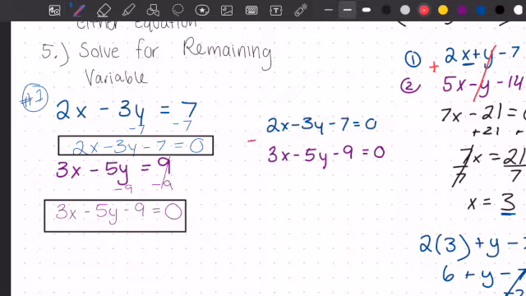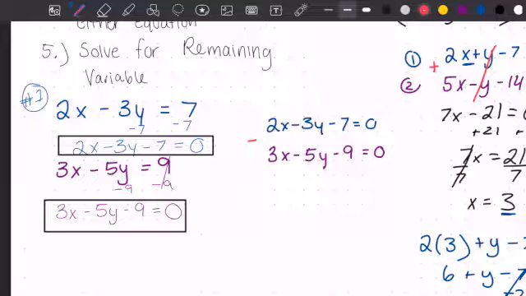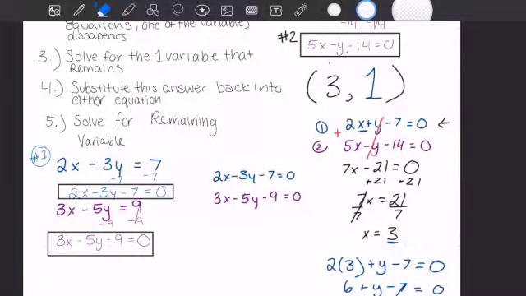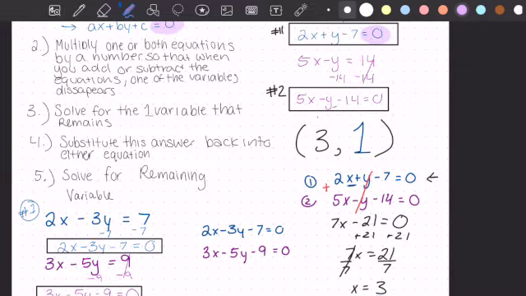Let's try subtraction. 2x minus 3x, does that equal 0? No. Negative 3y minus negative 5y, does that equal 0? No. Shoot, what am I going to do? Now, if you are given the option, at this point, you might want to try substitution or graphing. However, if you're not given the option on a test or a quiz, or just because you don't like the other two methods, maybe, what we're going to do is this step right here.